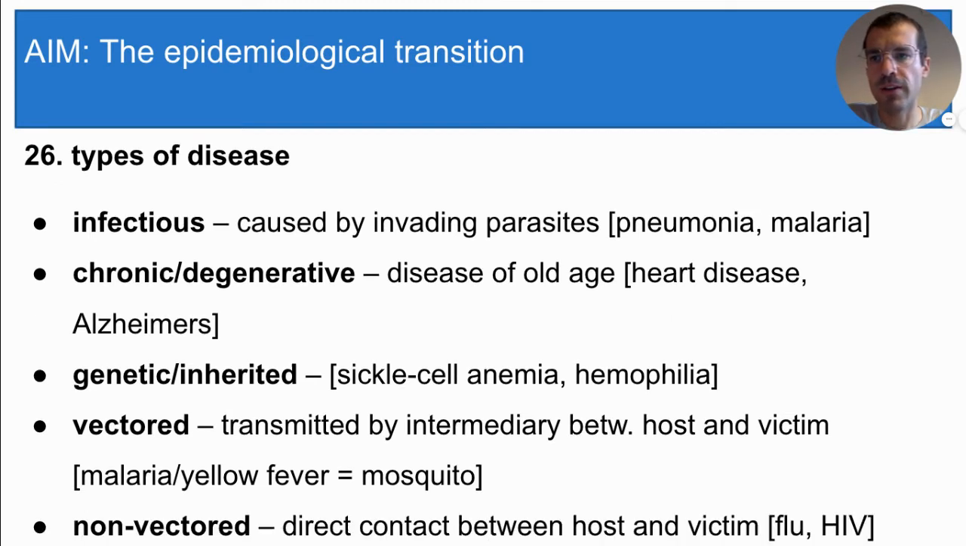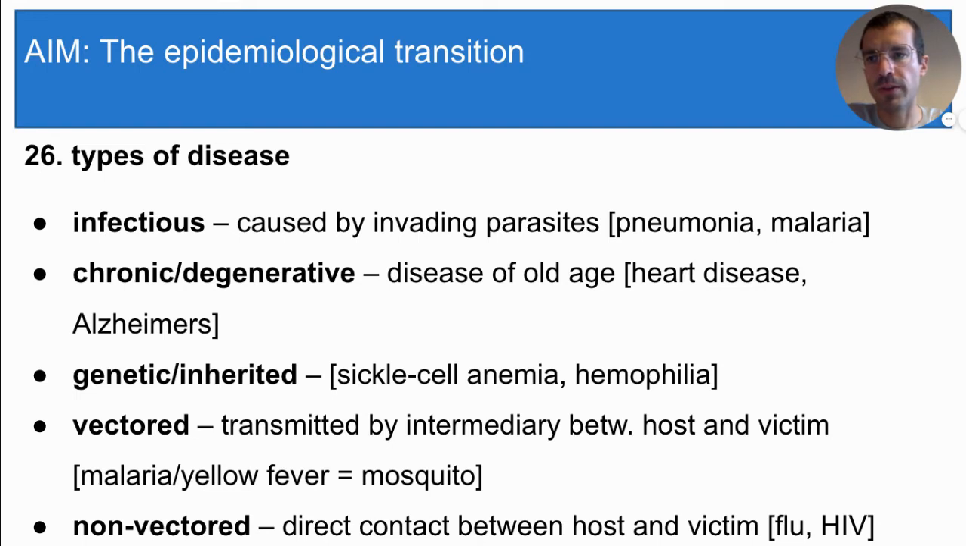Non-vector diseases are infectious diseases that are spread through direct contact between a host and a victim. They do not require an intermediary like a mosquito. Most infectious diseases are non-vectored. Some examples include the flu, in which germs are passed through the air from host to victim, or HIV/AIDS, which is passed through bodily fluids like blood or semen.